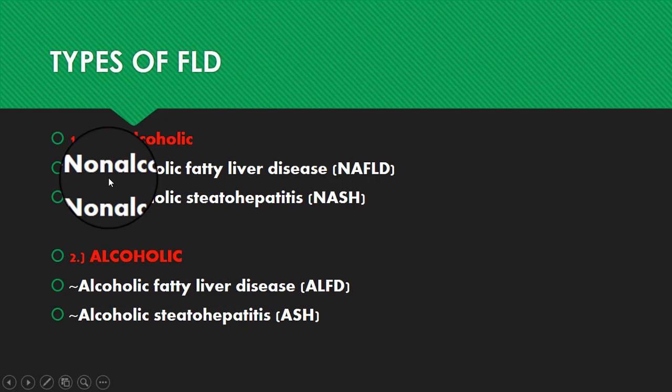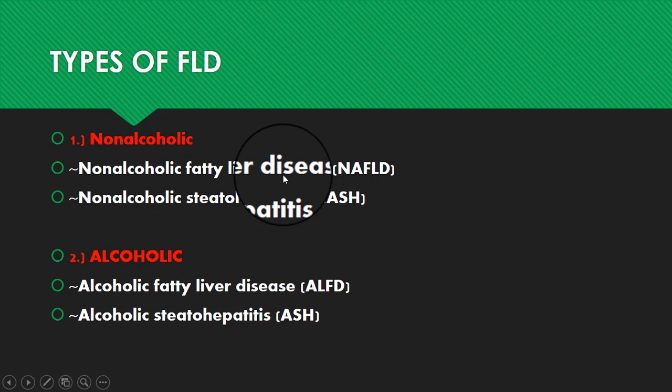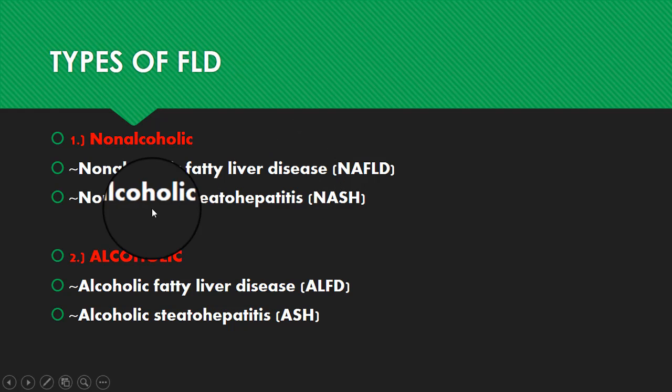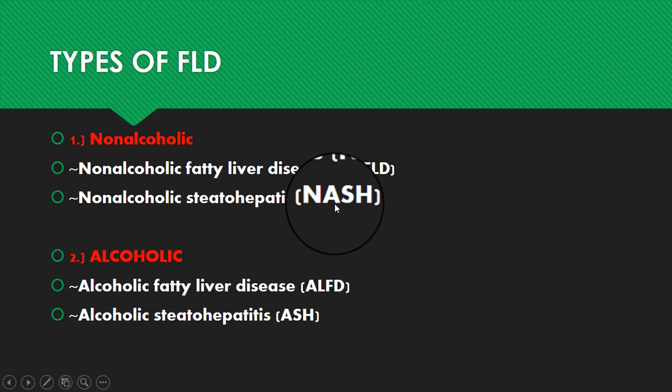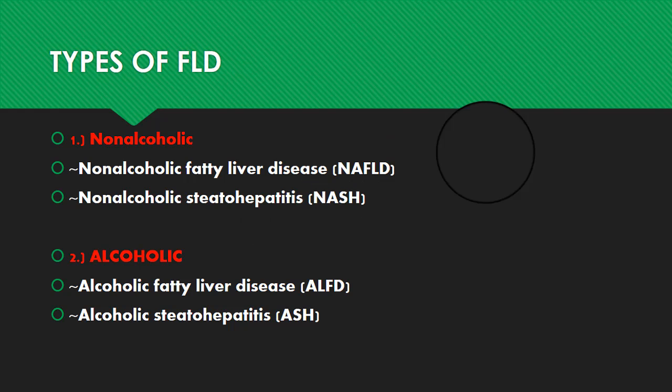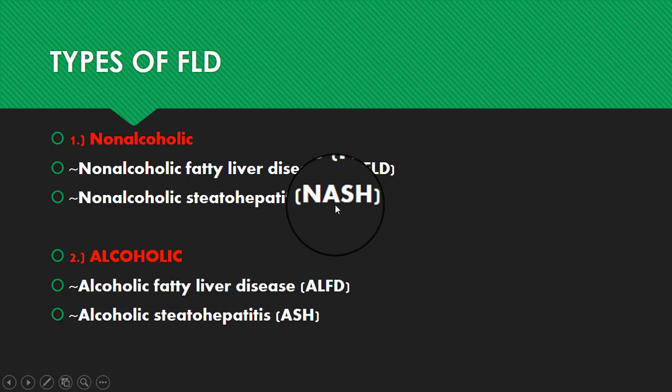If there is no inflammation or other complications along with the buildup of fats, the condition is known as simple non-alcoholic fatty liver disease. Now the second subtype of non-alcoholic fatty liver disease is non-alcoholic steatohepatitis, NASH. So let's talk about it. Non-alcoholic steatohepatitis is a type of NAFLD, that is, non-alcoholic fatty liver disease. It occurs when a buildup of excess fat in the liver is accompanied by liver inflammation.